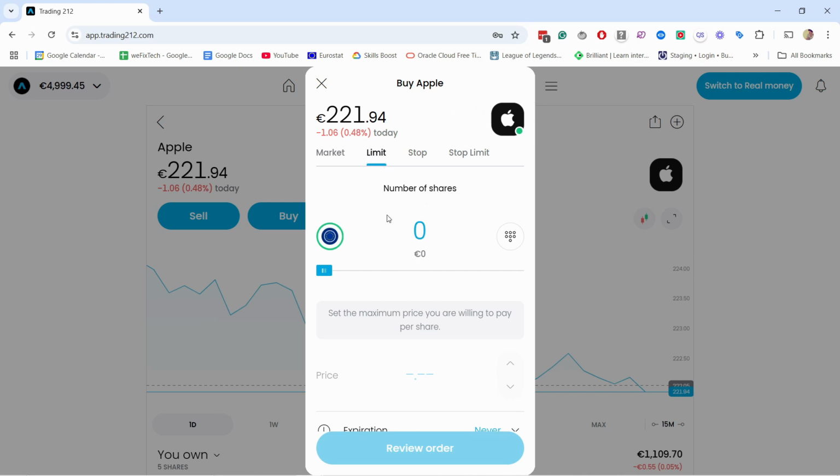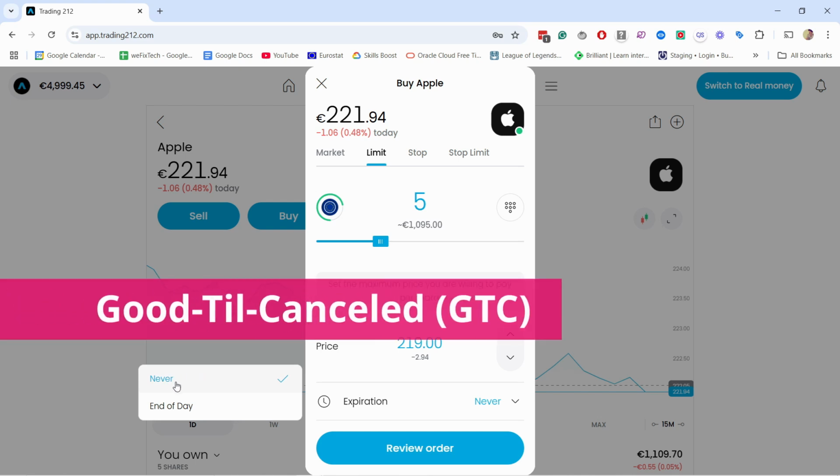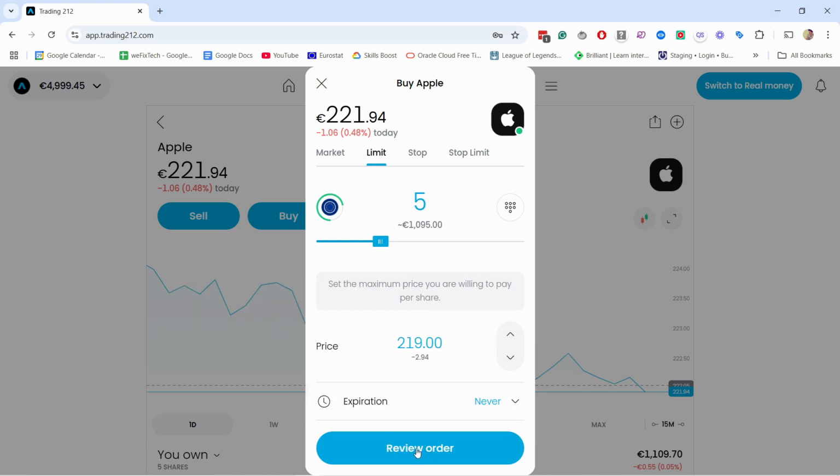When it comes to limit order, you can see I've selected the Apple stock again and we have limit here. Here we select how many shares. Let's say it's the same 5 and then the price I'm looking for. So this is the maximum price you're willing to pay per share. So let's say that's 219. So you see that's a €3 difference. And expiration, I'm going to set to never, but you also could have end of the day. Or on some platforms, never is called GTC, so good till canceled. And you have also end of day on all of the platforms. And now, basically, if I just hit this button, this order will wait until it hits this price.